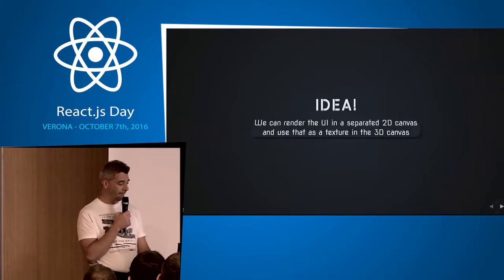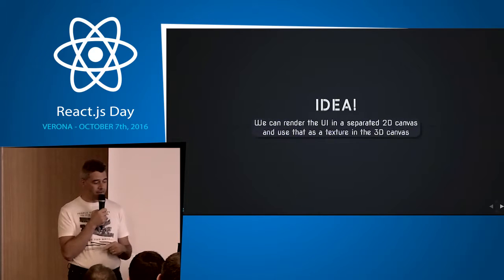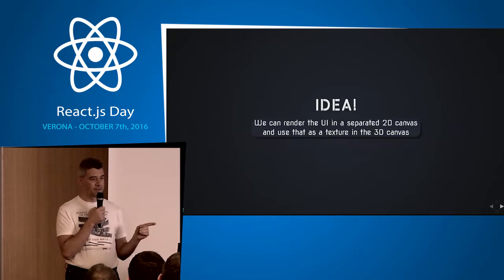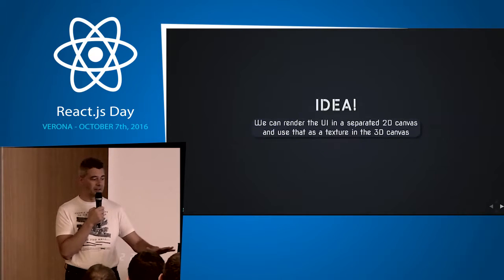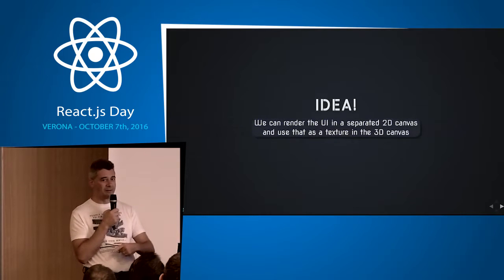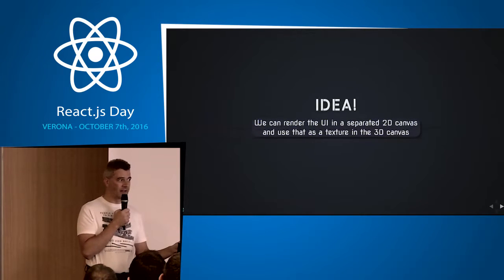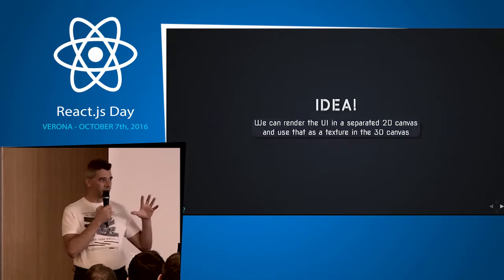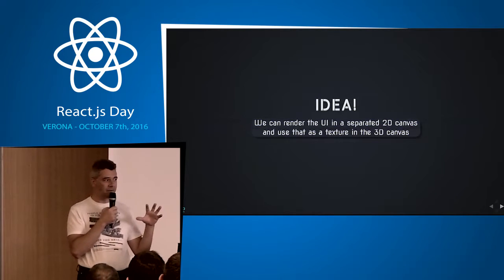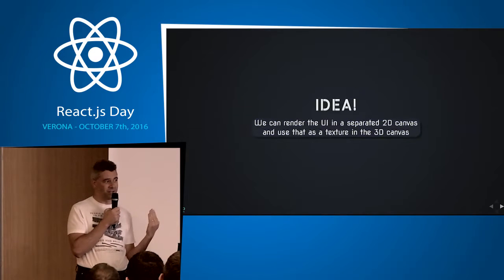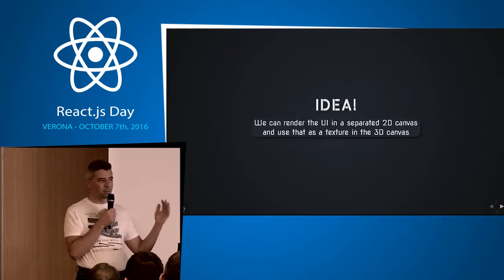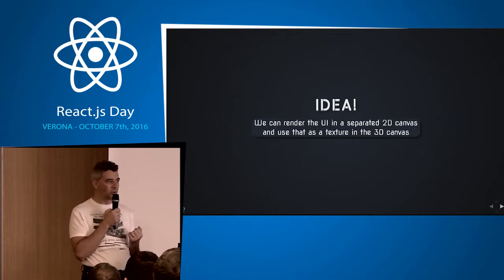So the idea is we can render the UI in a separated 2D canvas. So this canvas is flat. I can do 2D rendering inside it. And then use this 2D canvas as a texture inside the 3D canvas. You get a picture? So you've got a 3D world, three-dimensional canvas with a solid object there, and a texture is a picture that is painted onto the object. So if I use a 2D canvas and use that as a picture painted onto the object, then this is going to work. It's going to happen in the 3D world.